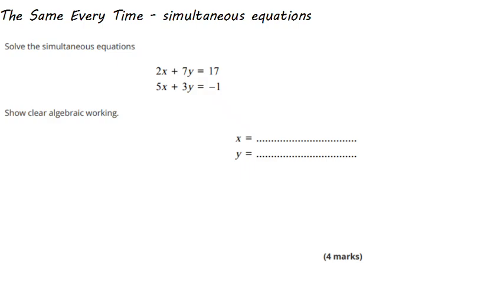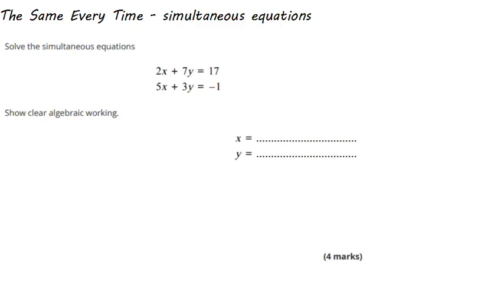Maths, looking at the questions that, apart from the numbers, are the same every time. You can learn how to do them, get yourself into the marks, get yourself into the grades. Solving simultaneous equations. So here we are, solve these simultaneous equations: 2x plus 7y equals 17, 5x plus 3y equals -1. If you watched the previous video, you might want to pause at this stage, try the question yourself, then come back to this video and check the answer.